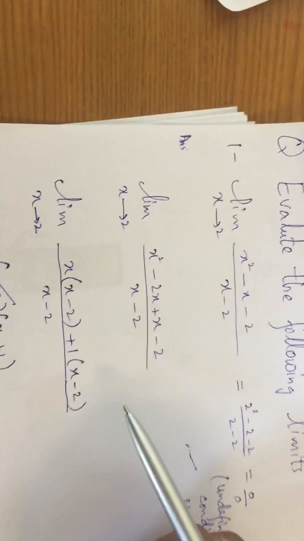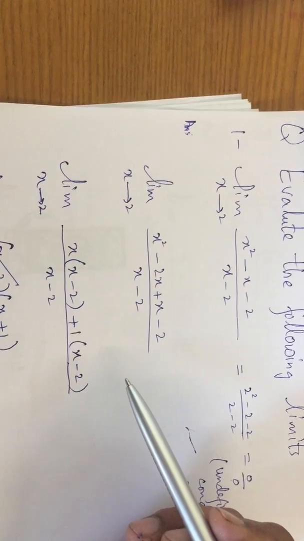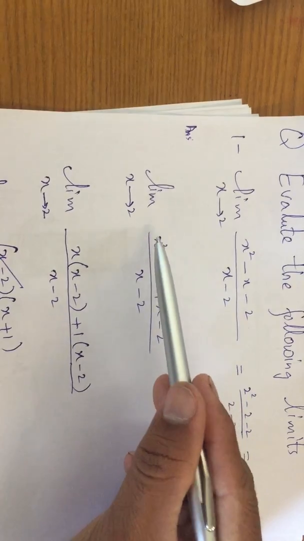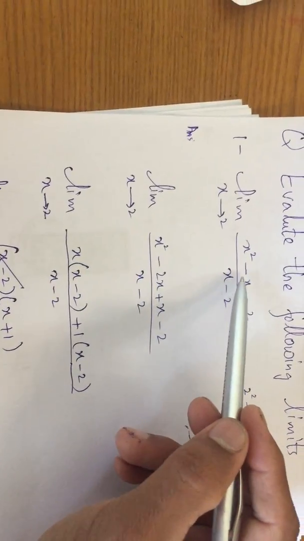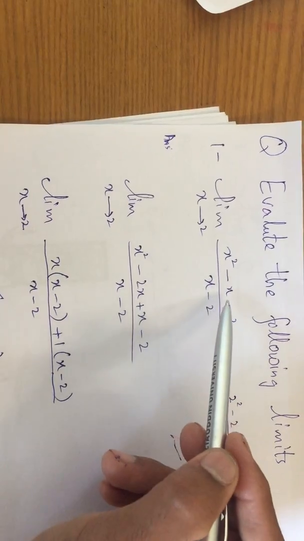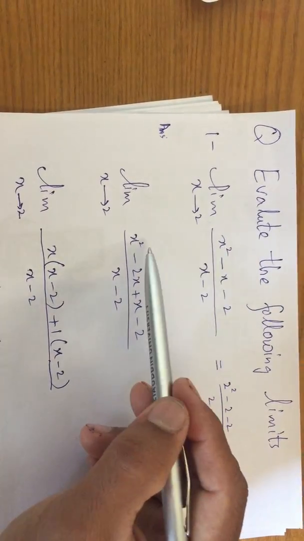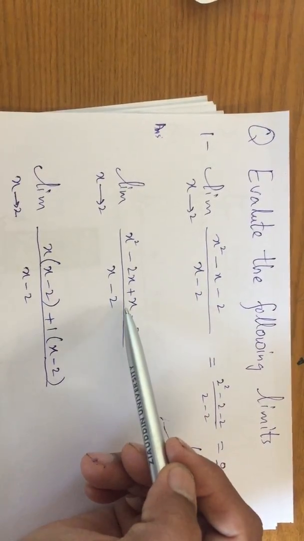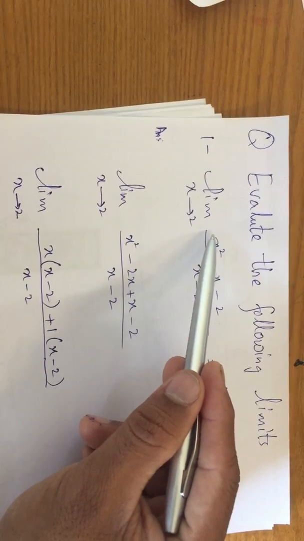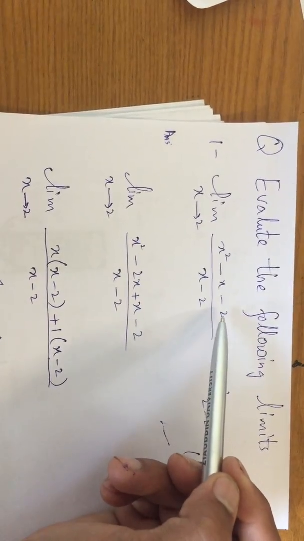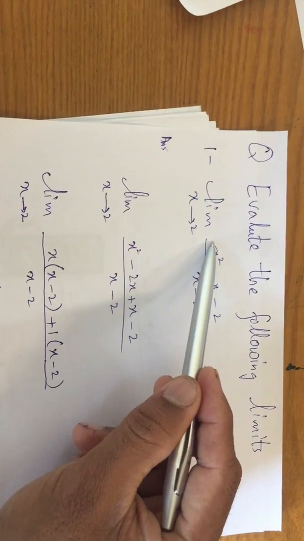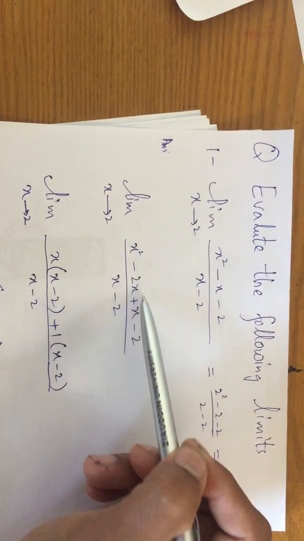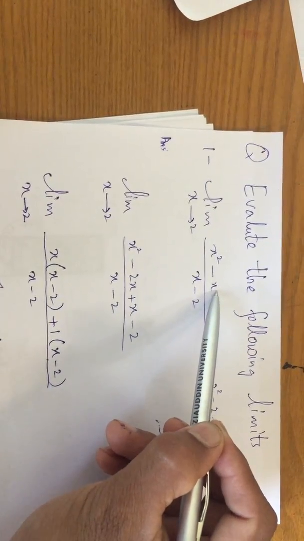So we need to figure it out, and we do some solving in the numerator side. Here is minus x. We do middle term break, and we can write minus x as minus 2x plus x. How? First term is 1x square and last term is minus 2. Minus 2 times 1 is minus 2, and minus 2 plus 1 is minus 1 here.